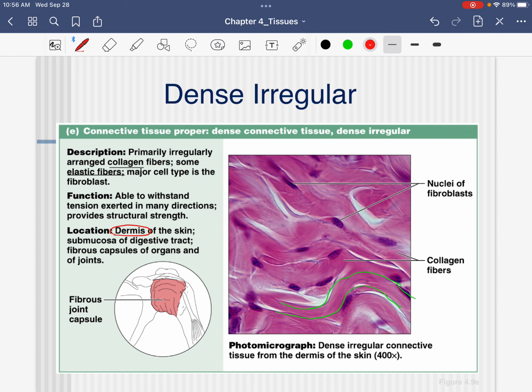And this type of tissue can withstand force from many directions. Think about your skin. If I pull it up and let it go, it's going to return no matter which direction I pull it up. Different from the dense regular, whose focus is to provide strength in one direction, the focus of dense irregular is to be able to provide strength from multiple directions.